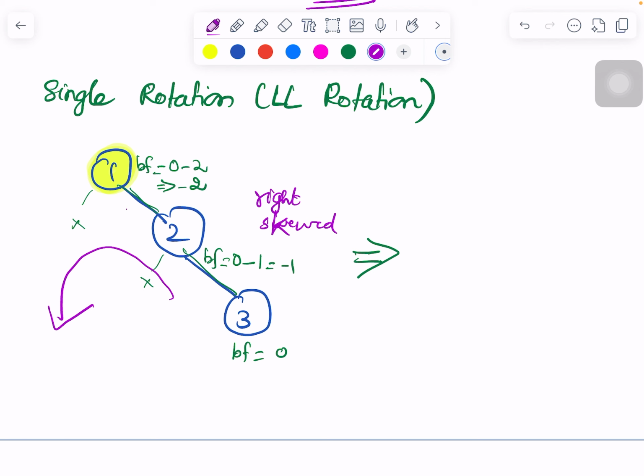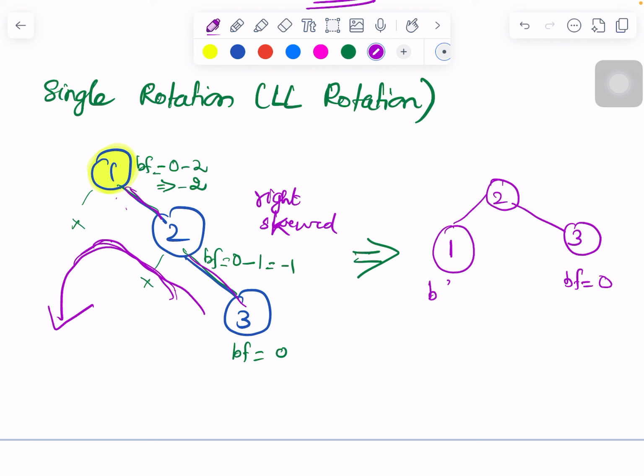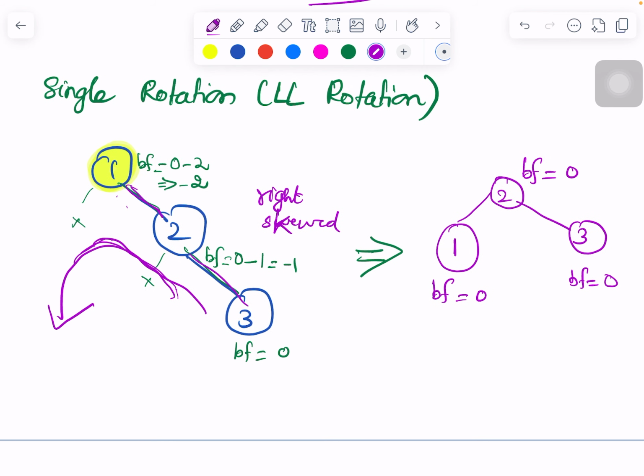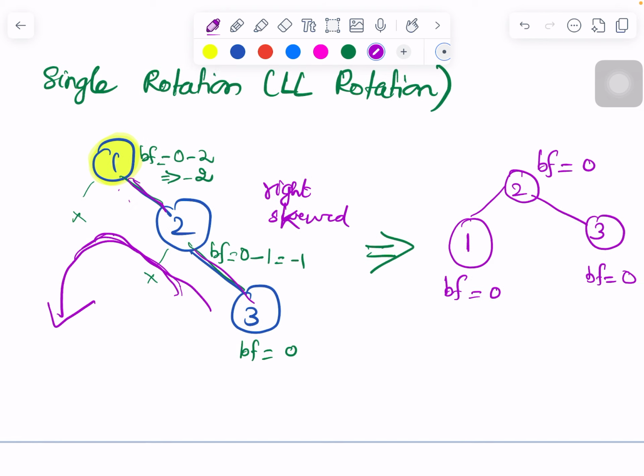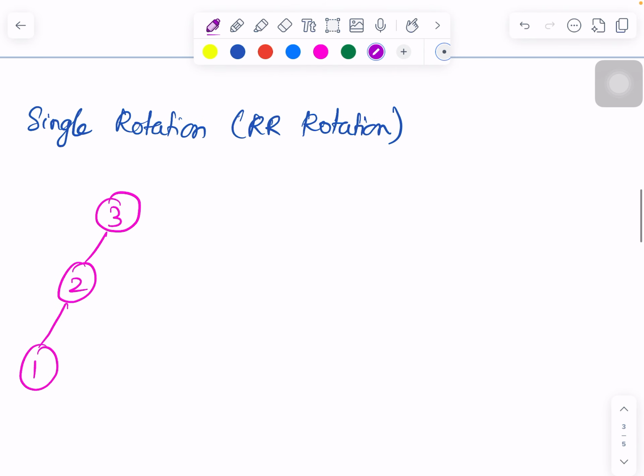So when we rotate, say that this is a string, if you have to rotate this towards the left, now 2 will become the root node, 3 is your right child, and 1 will become the left node, right? Now let us check out the balancing factor. The balancing factor here for node 3 is 0, for node 1 is 0, and for node 2 the balancing factor is 0. So now it is balanced. This is how we perform the rotations if the tree is not balanced. This is LL rotation. And next let us move on to RR rotation.